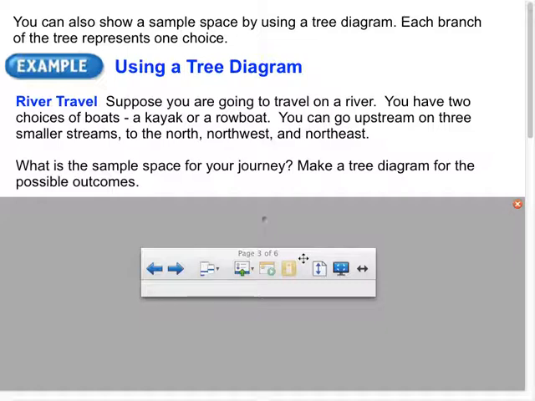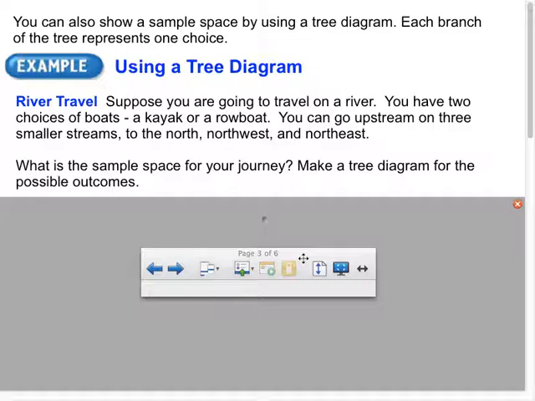So let me read the question to you. River travel. Suppose you are going to travel on a river. You have 2 choices of boats, a kayak or a rowboat. You can go upstream on 3 smaller streams. You can go to the north, the northwest, or the northeast. What is the sample space for your journey? Make a tree diagram for the possible outcomes.